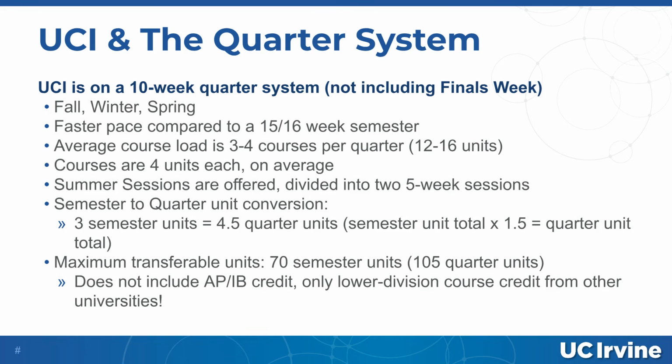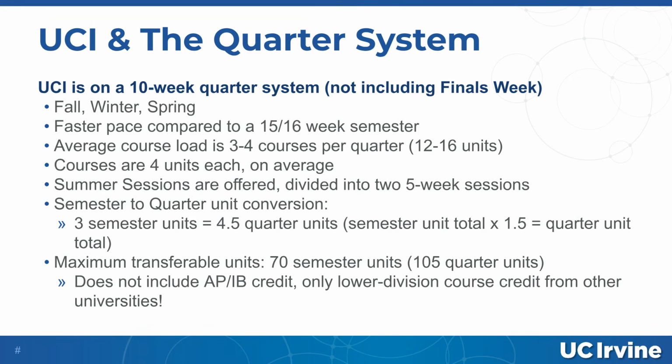You may also choose to take courses at a community college over the summer, which is an acceptable option. If you do, it is important to be aware of the semester to quarter unit conversion, as community college courses are typically based on the semester system. Most community college semester courses are 3 units, which transfer as 4.5 quarter units. You may also calculate this conversion yourself by multiplying the total number of semester units by 1.5 to determine the equivalent number of quarter units.